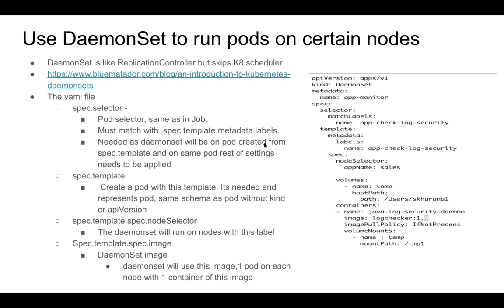Spec template, we have discussed. It creates a pod with this template. It's needed and represents a pod, with the same schema as a pod without kind or API version. So it's the same as a pod, but you don't find kind or API version. All the information is inside the template. Spec template, spec node selector, which is this. So the daemon set will run on the nodes with this label. Spec template, spec image.